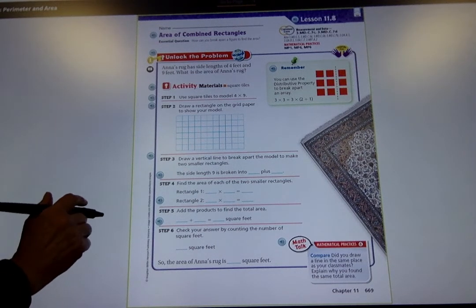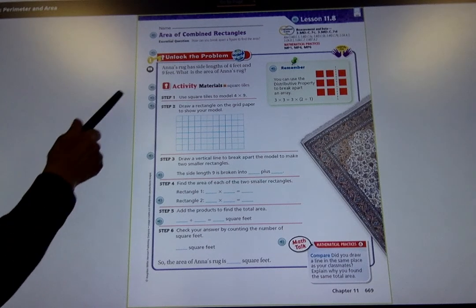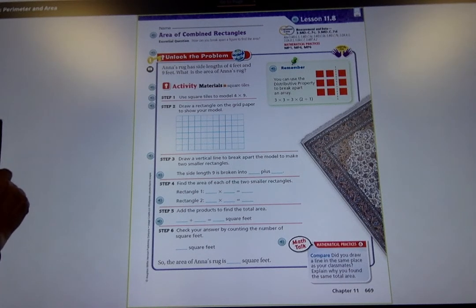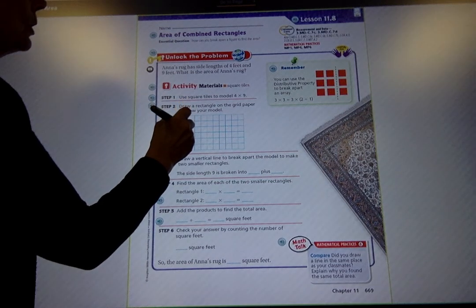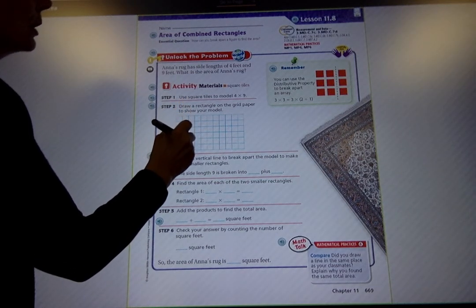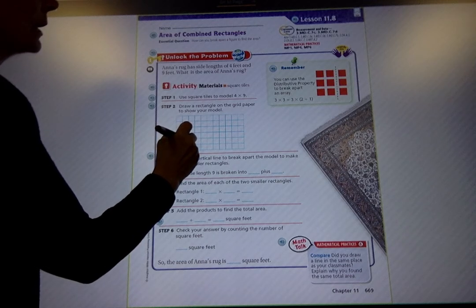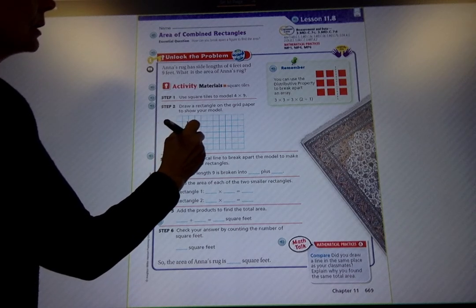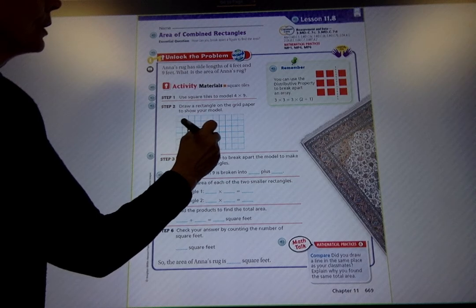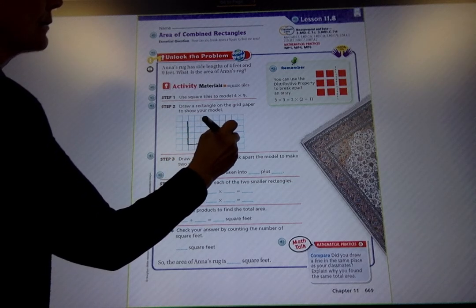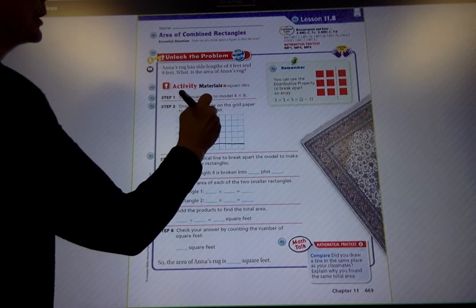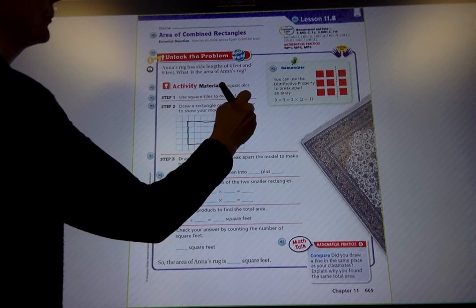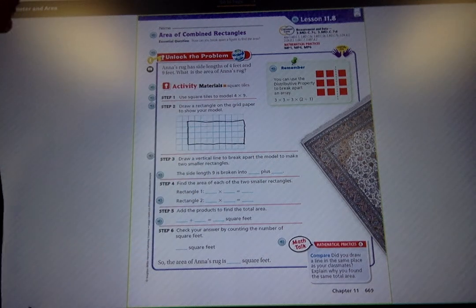So we're going to draw the rectangle on grid paper, and it says it should be 4 by 9. So we're going to start here, 1, 2, 3, 4. And then we're going to go 9 across. 1, 2, 3, 4, 5, 6, 7, 8, 9. And we're going to complete the rectangle. So you should have something that looks like that.